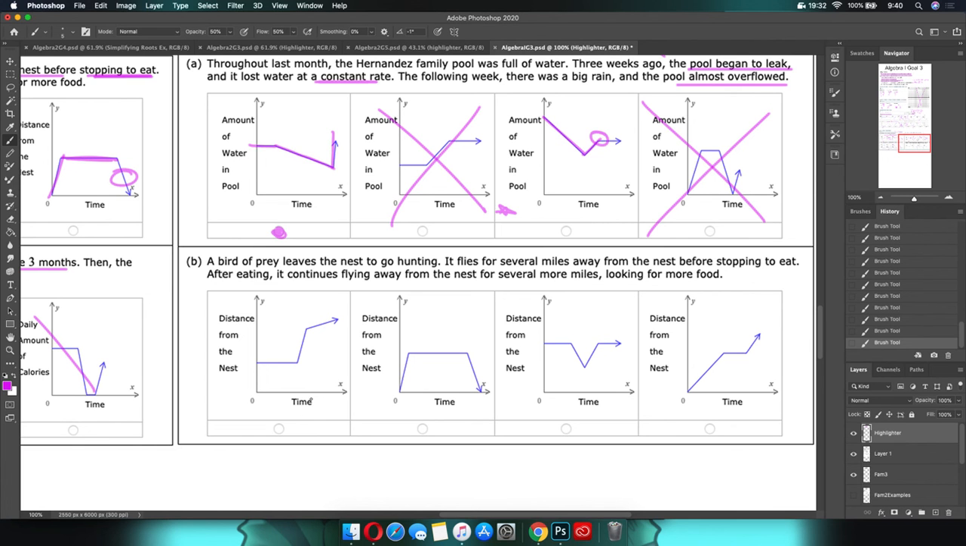Well, let's compare it. So let's see here. I have it all off screen. So it flies away for several miles. So it's going up. So not that one and not that one. Then stopping to eat, so we have a flat, that's flat, that's flat, so these are both good. And then it continues to fly away. That one is going home, so it's not that one. This is the one where we are flying away.